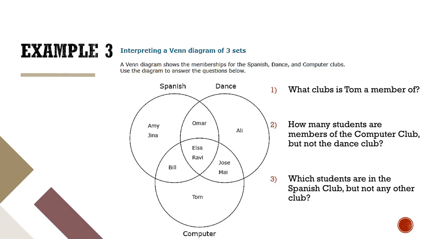So this next question, example 3, we have 3 different circles, interpreting a Venn diagram of 3 different sets. We have some people in Spanish, dance, and computer. So these are the clubs. Let's answer the following question. What clubs is Tom a member of? So let's look at where Tom is. Tom is right here. He's only in this part, which is in the computer club. The other circles, dance and Spanish, are not encapsulating or around Tom, so he's only part of the computer club. So he's only part of one club.